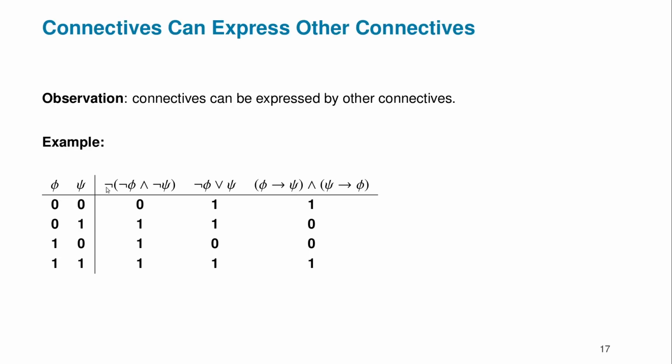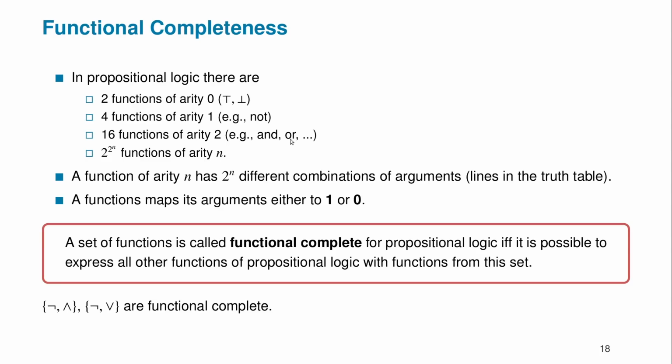Although we did not use here a disjunction to describe the disjunction, here we did not use implication, and here we did not use the equivalence symbol. So we can express one formula or the meaning of one connective in terms of others. And this leads us to the notion of functional completeness.